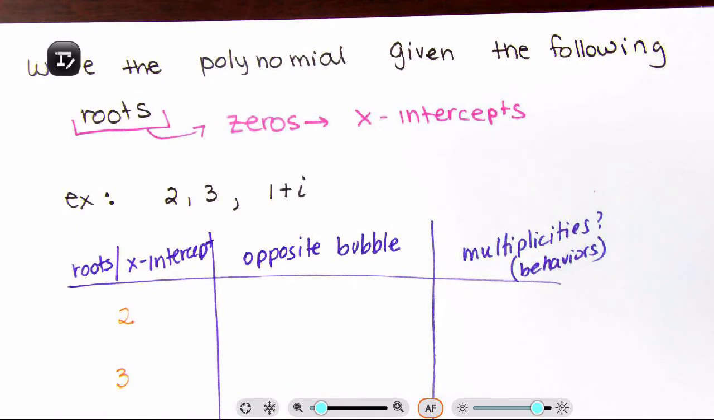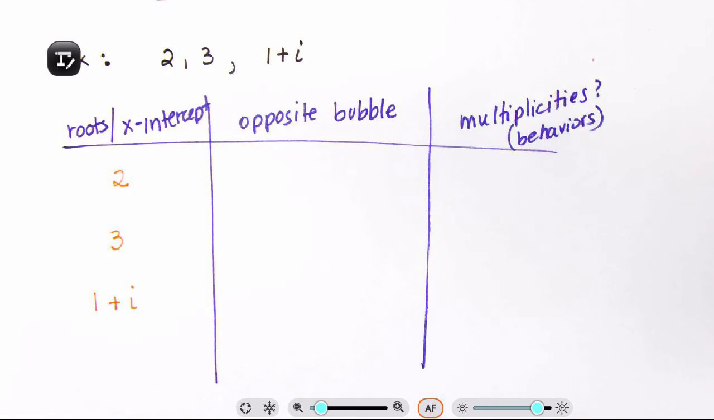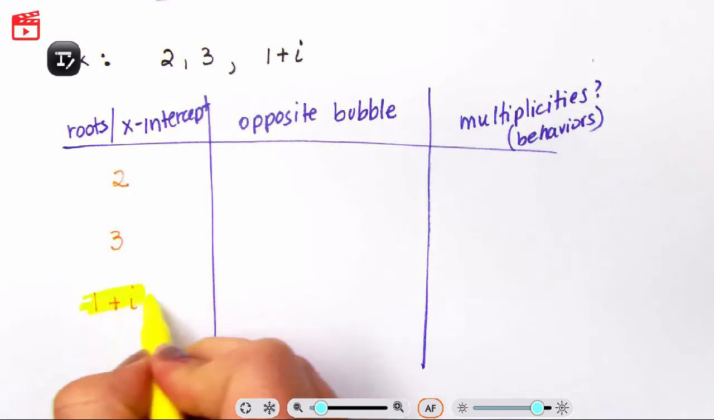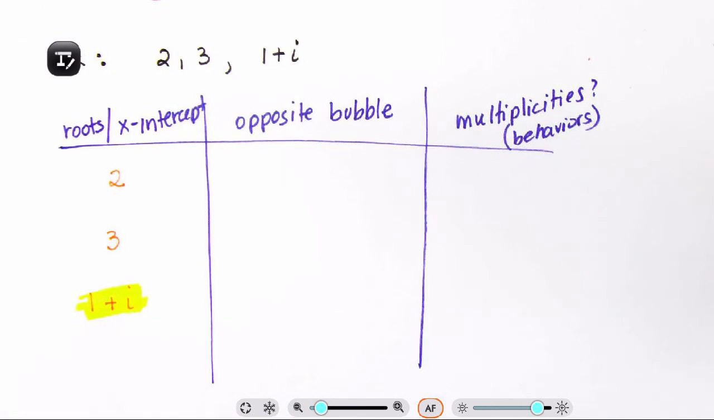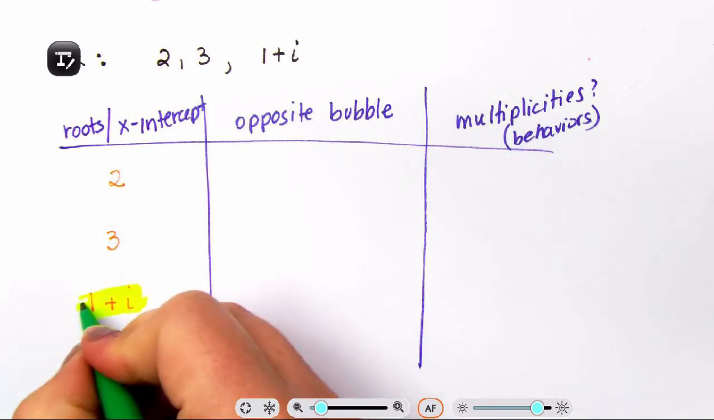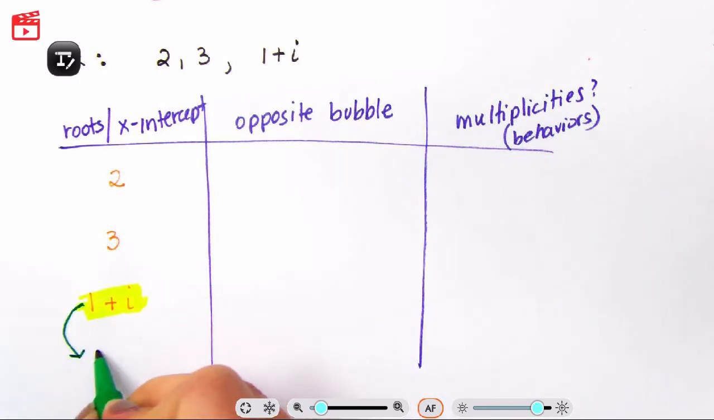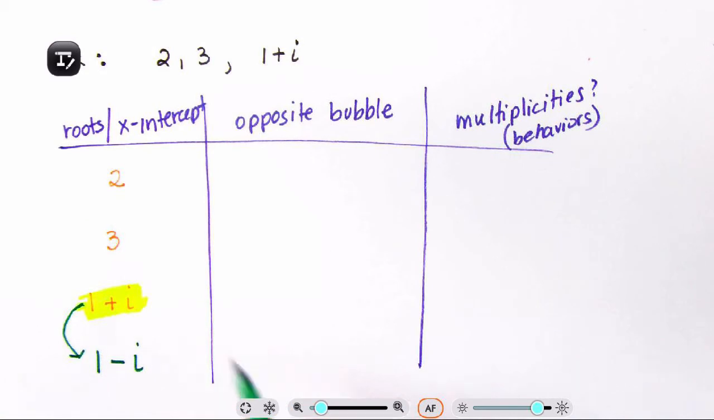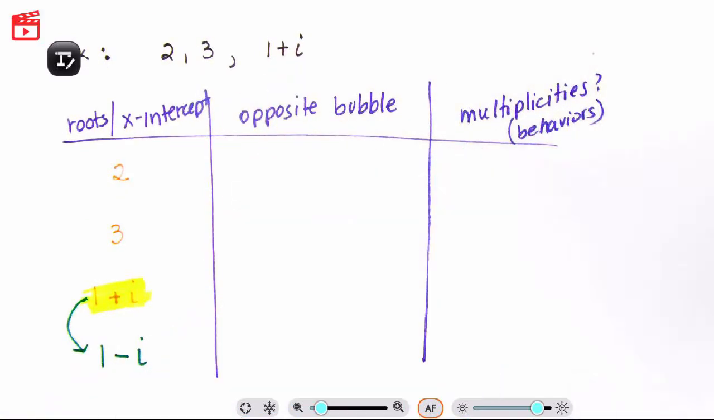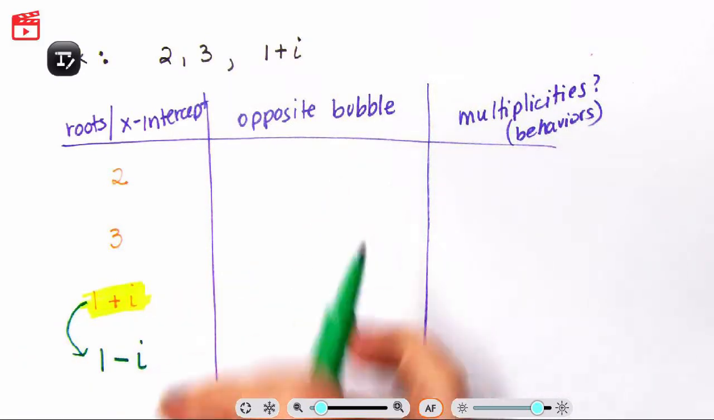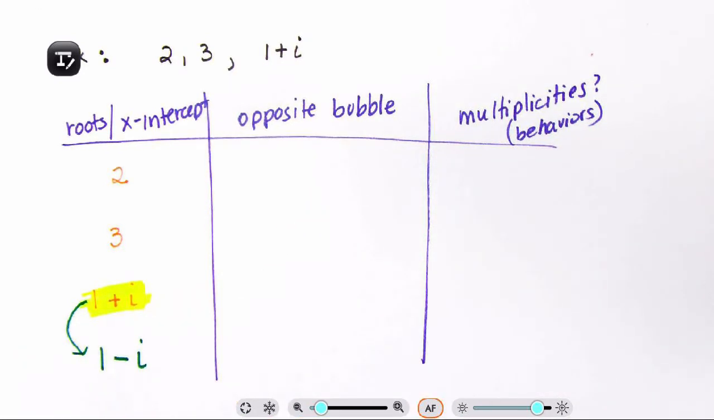Now, 1 plus i is a complex root. So we need imaginary. i is imaginary. We're going to imagine i. So we need the conjugate, 1 minus i. Make sure that you have the conjugate. It will not tell you here. That is something you need to know. If you have one, you must have the other. The conjugate must be there.